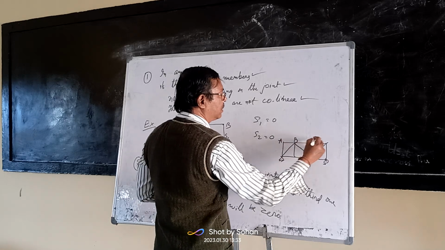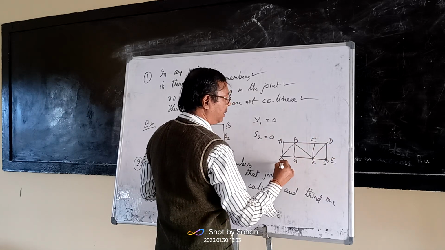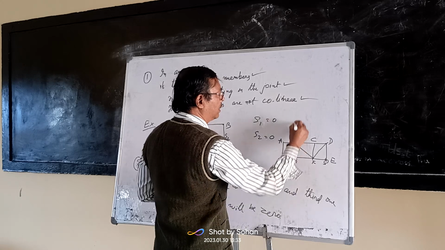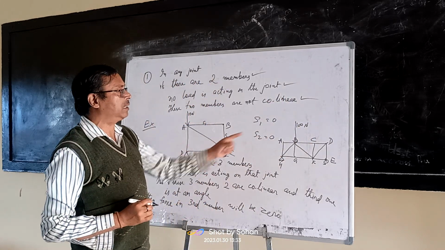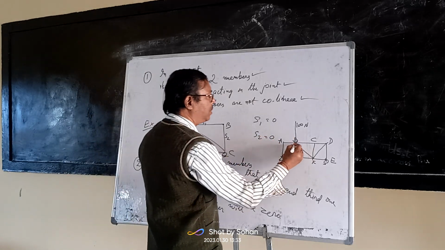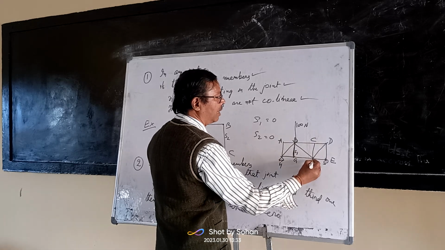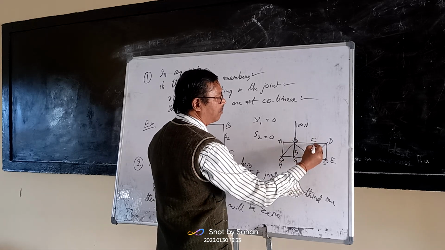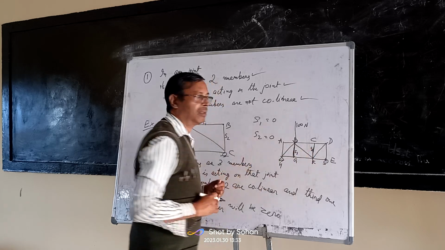A, B, C, D, E, F, G, H, and a load is acting here, suppose 100 Newton. Now in your question, it is asked to find the force in the member BG, this one, S1. Similarly, another question is also asked: what is the force in the member CG, this member? What is the value of S1 and what is the value of S2?